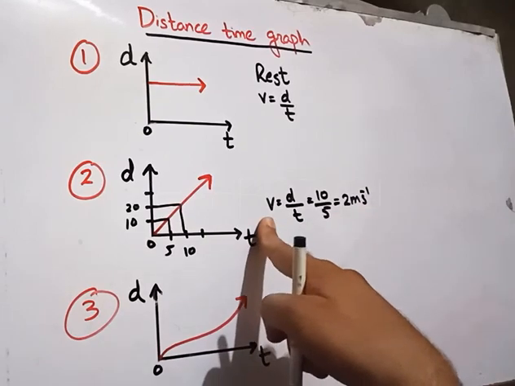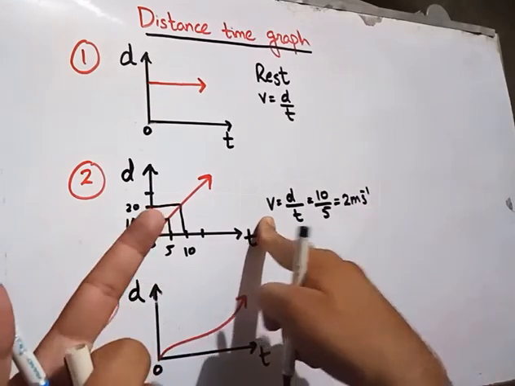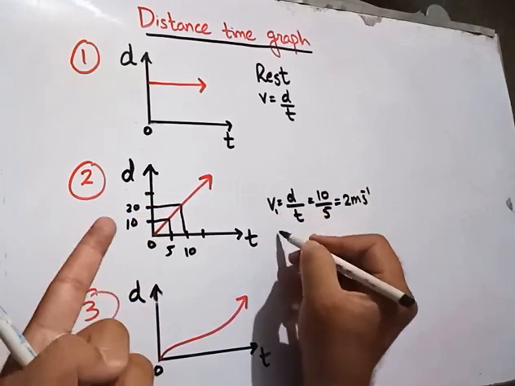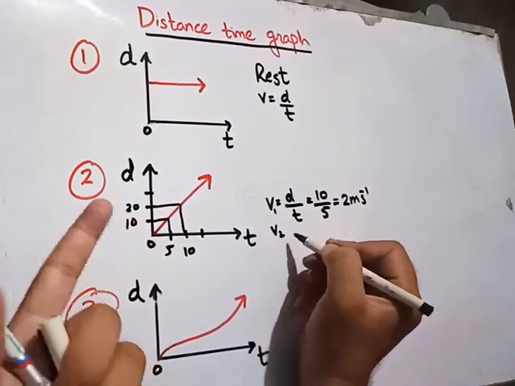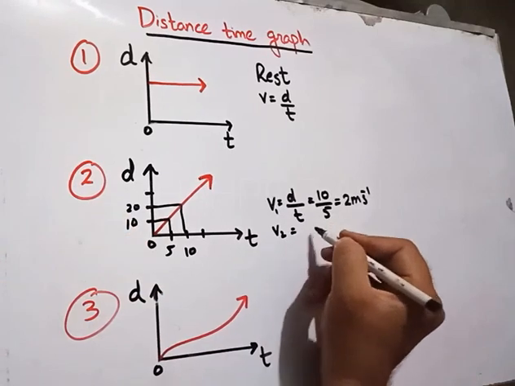Now just find it for the other point. You can call it v1. Let's say the other point is v2. Same formula.